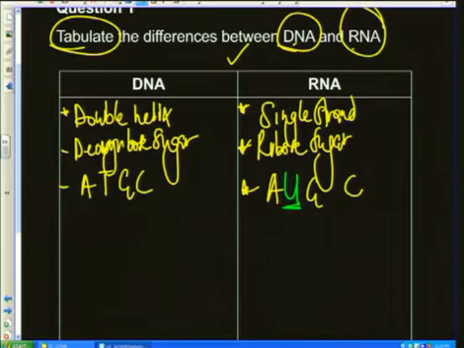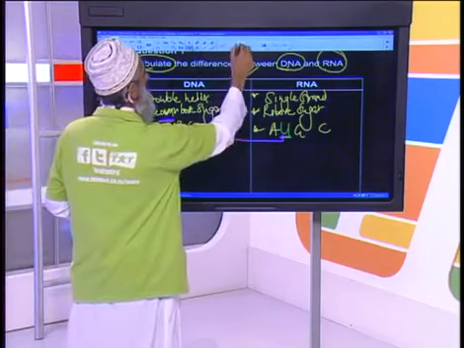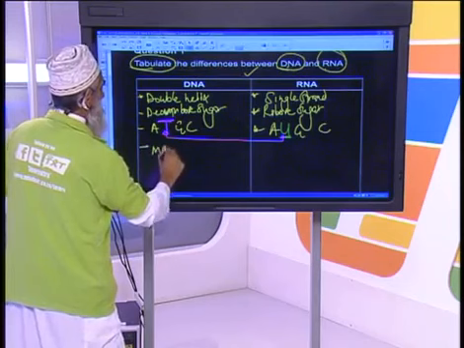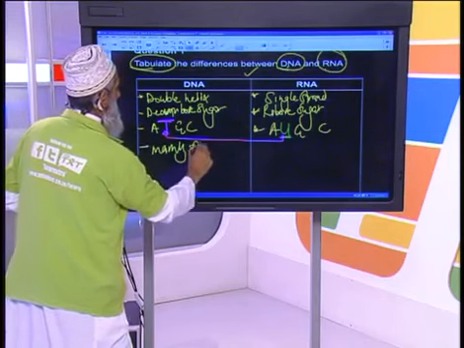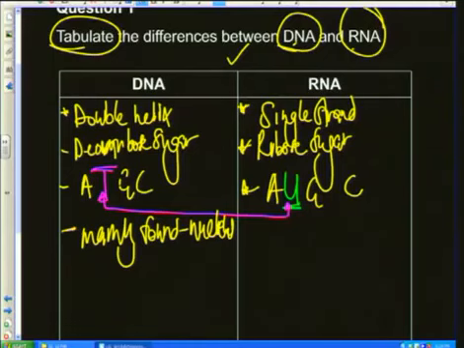And I just want to do something here just to show you the difference. So let's use pink there. So there's T. So T has been replaced by U in RNA. Now we can go for the other differences, right? DNA is mainly found in the nucleus and sometimes in the mitochondria and chloroplast.